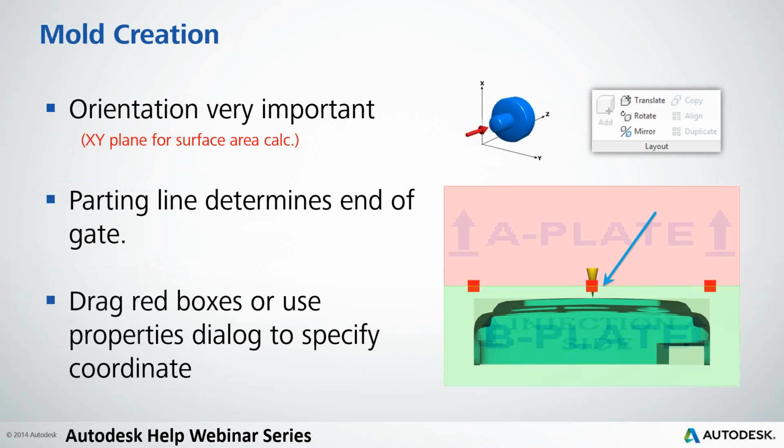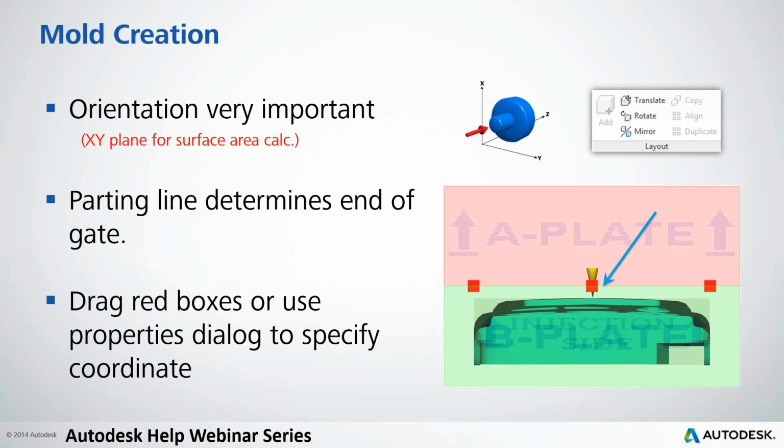Now, a key thing that we often see in support also is orientation of the part. Whenever you import a model, it's key to take a look at it and make sure it's oriented on the XY plane for the clamp force calculation to properly calculate it. It looks at the surface area, almost like the shadow of that shape on that plane, to calculate the area there.